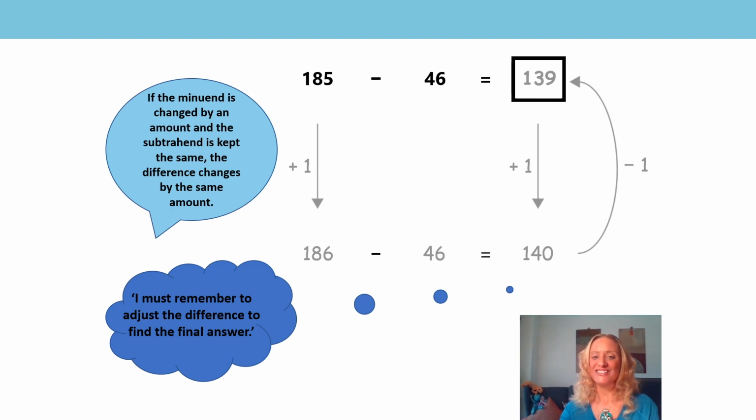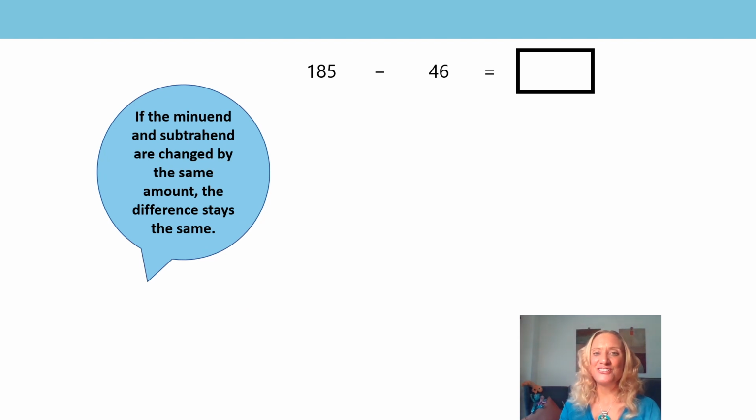Let's try a different method. Did anyone use the same difference strategy? Yes. Did you find an equivalent calculation by transforming the minuend and the subtrahend? What's the generalisation for that? Shall we say it together? If the minuend and subtrahend are changed by the same amount, the difference stays the same. Fantastic. So how did you transform the minuend and the subtrahend?